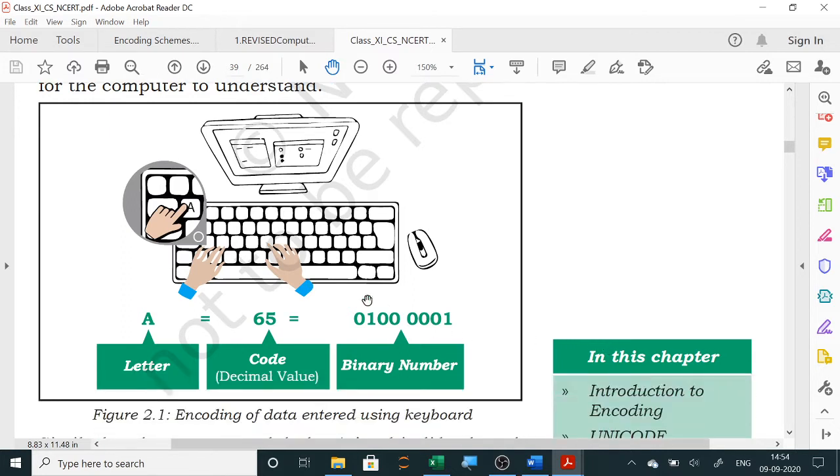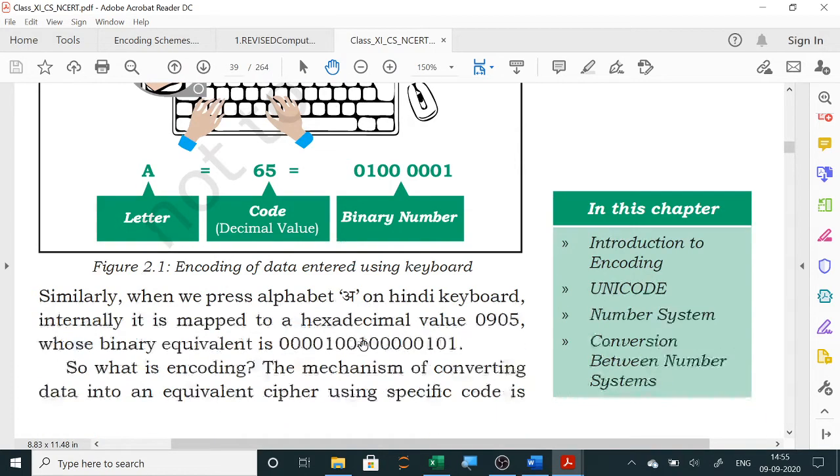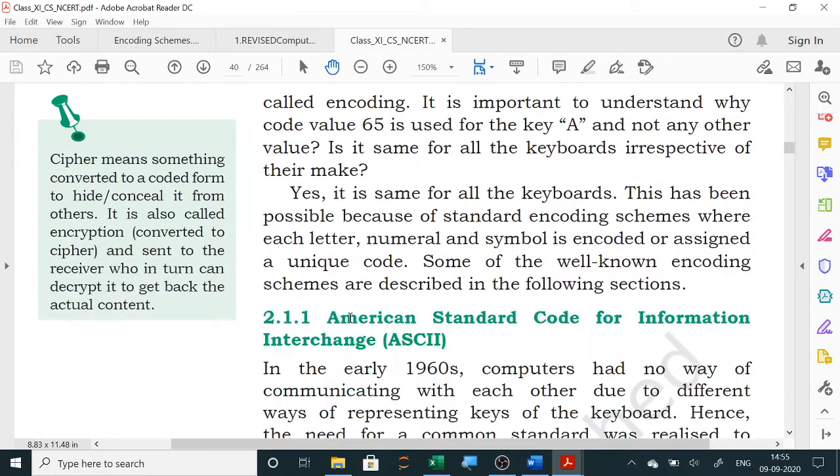So here you can see when we are typing A, the code equivalent is 65, and the machine can understand only the language of on and off, that is 0 and 1. So in binary language we are converting it from 65, and internally the CPU is using this for processing. In the same way, all the Hindi alphabets from the Hindi keyboard have codes, like the first letter is 905, which is the hexadecimal value in our Hindi language. You can see it in these tables also.